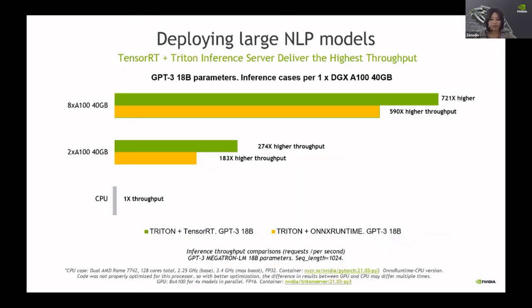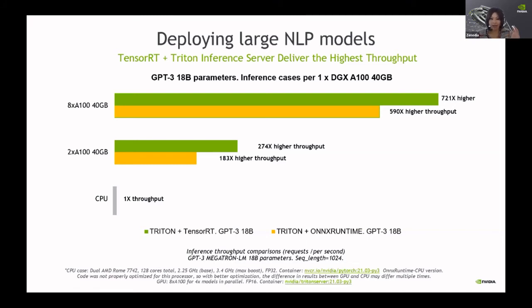So what is the best combination, you might ask, because Triton can serve many different models. It can serve the ONNX runtime, it can serve the TensorRT plan file, and so on. If you look at this graph, again, comparing to CPU as the baseline, basically GPU is better, is what we're trying to tell you. And if you're looking at the yellow or orange bar, Triton plus the ONNX runtime backend serving GPT-3 18 billion parameter, the throughput, yes, is impressive, but not as impressive as the best combination of Triton Inference Server plus TensorRT as the backend. It delivers the highest throughput.